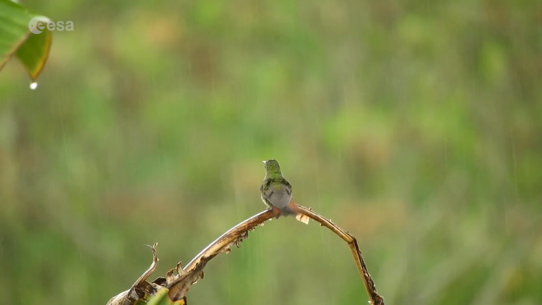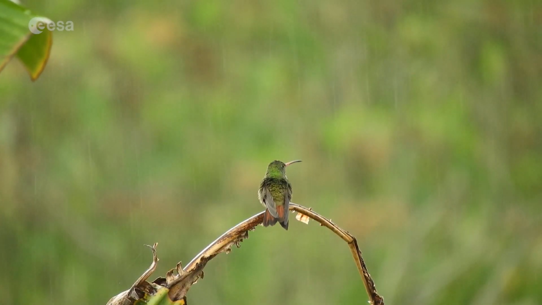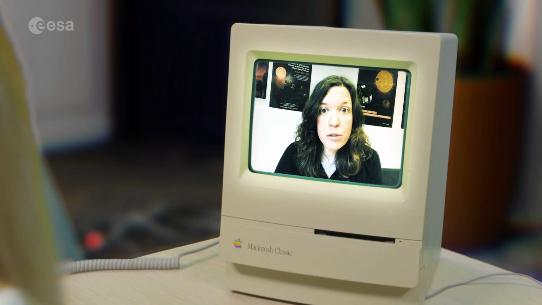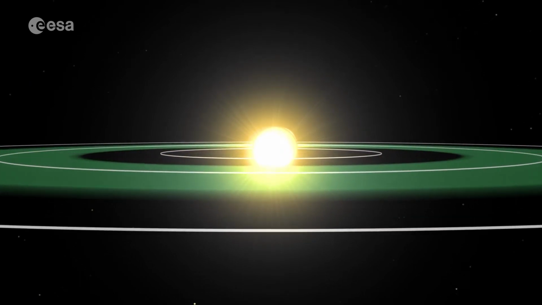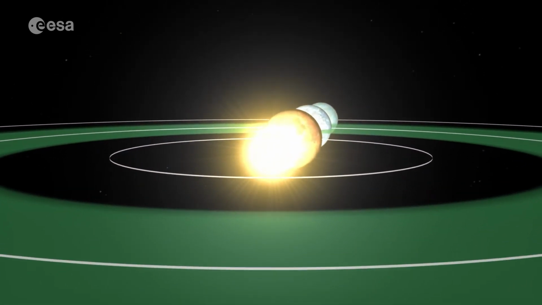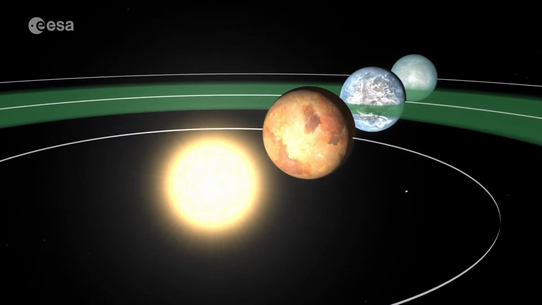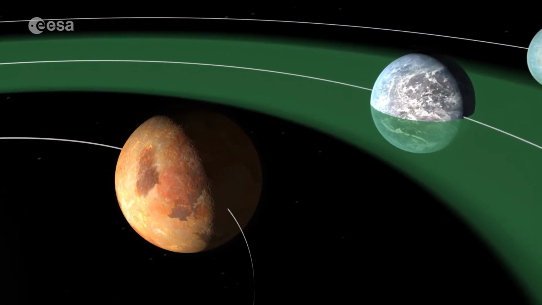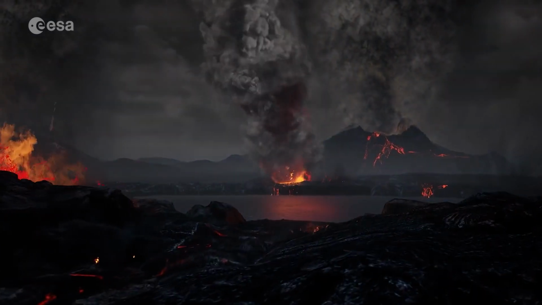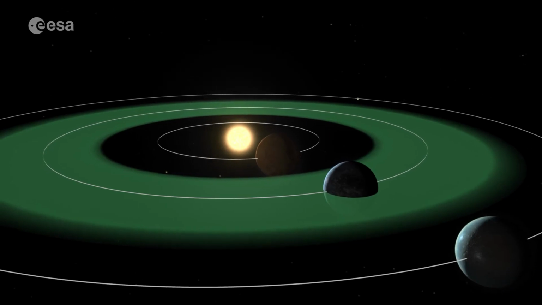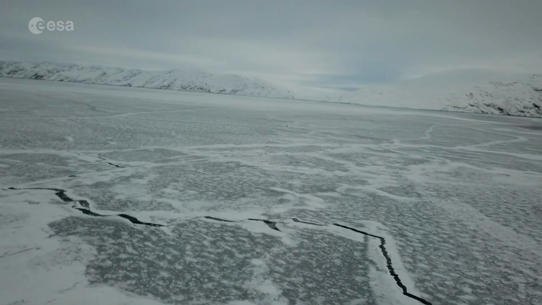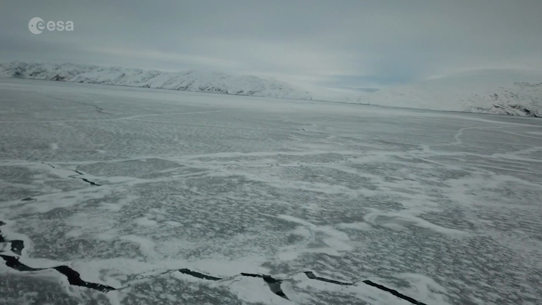And we are particularly interested in liquid water because it is one of the main ingredients for life as we know it on Earth. So the habitable zone is the region around the star where the temperatures are just right for liquid water to exist on the surface of a planet. A planet too close to the star would be too hot so that any water would evaporate. On the opposite, any planet too far away from the star would be too cold so that water would freeze.